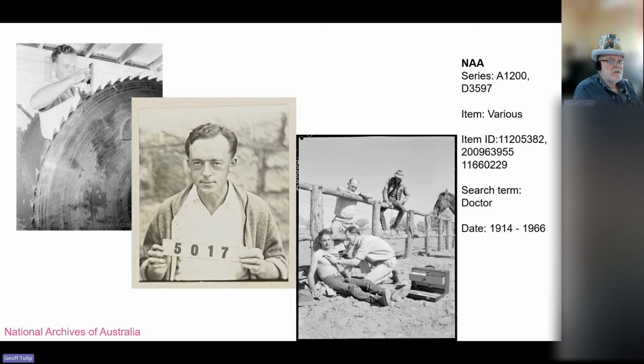And the final image is of a flying doctor attending to an injured station hand on a property in Western New South Wales. The man's horse had fallen and rolled on him, and he appeared to have suffered some internal injuries. And that was in 1966.